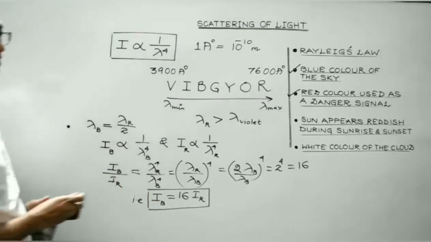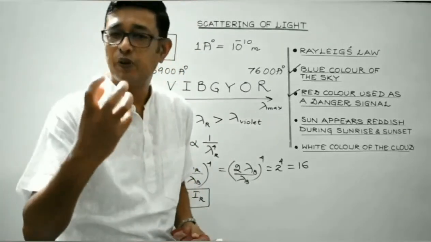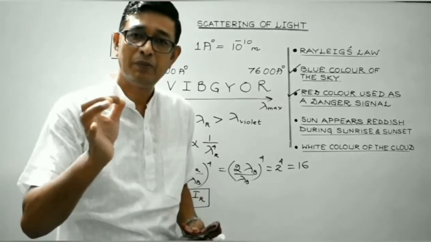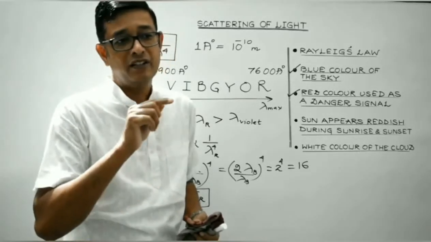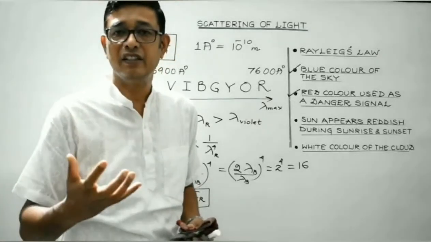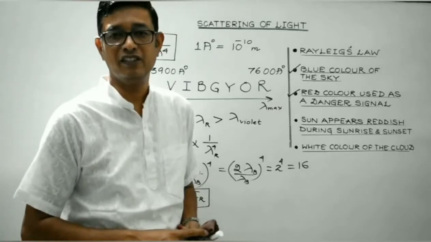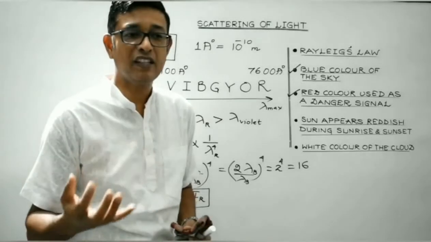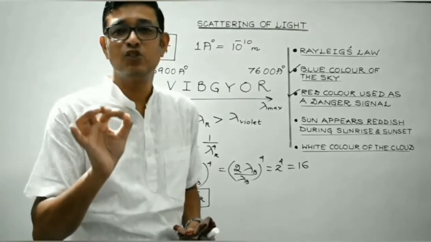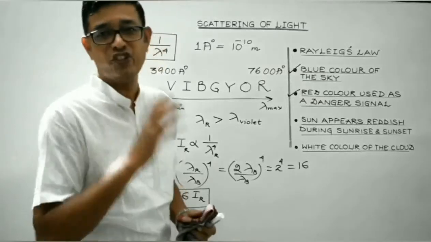Now students, it's common sense: which color would you prefer as a danger signal? Obviously, the color that can be seen distinctly and clearly, even from a faraway distance. What I mean to say is that the color which gets least scattered through the Earth's atmosphere is the color to be used as a danger signal.